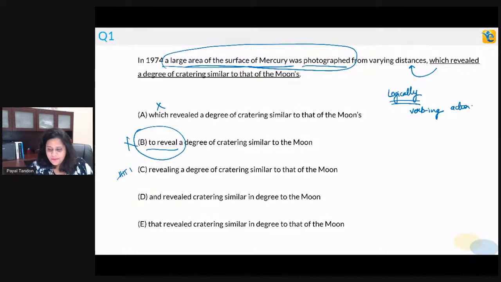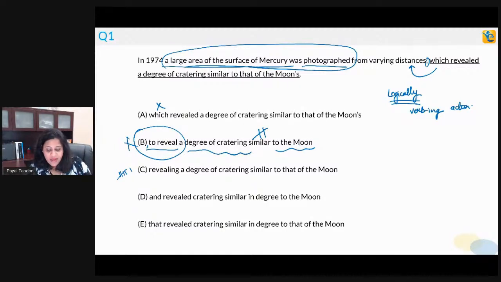Now, there is another error here as well: a degree of cratering to the moon. This is not parallel. The degree of cratering is not similar to the moon, and that's why this choice is wrong for another reason as well. Shamik, comma plus infinitive, "to reveal," absolutely right. So there is that comma issue as well. You're right, Shamik, there is this comma here also, which is incorrect. But at a very high level, "to reveal" is wrong because of the meaning issue.